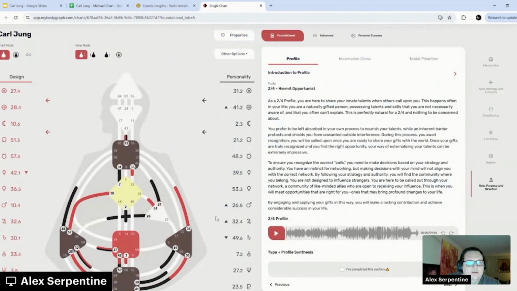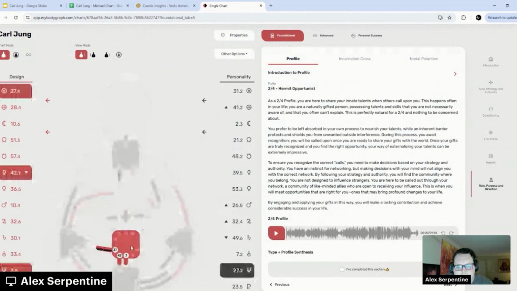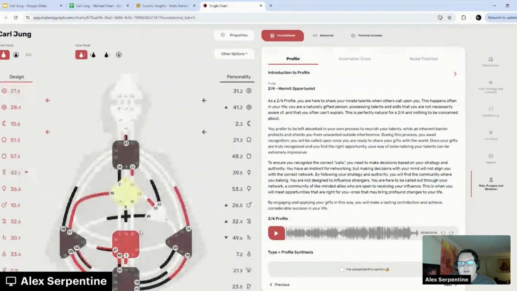So overall, he's a generator, which is the type that has sacral energy. You can see that his sacral is defined. This center right here, that's like life force energy, creative energy, and the energy for work in general. So he's going to have this energy towards work all the time.